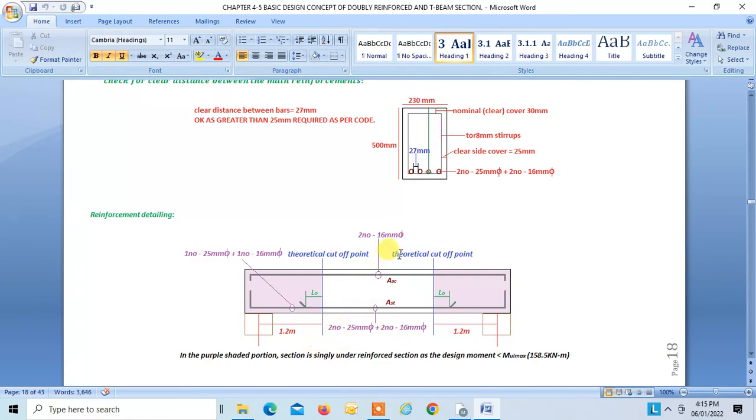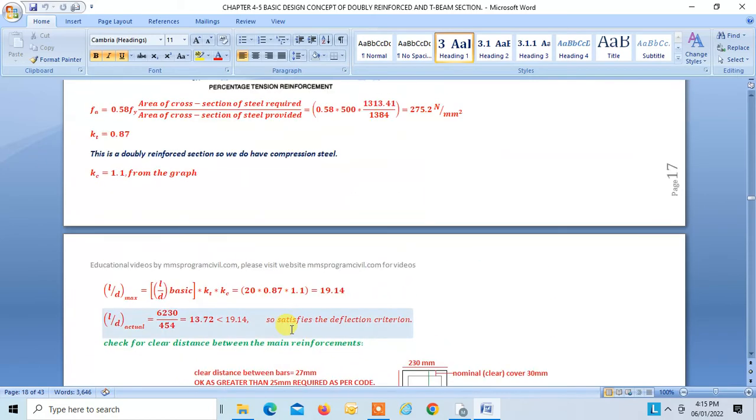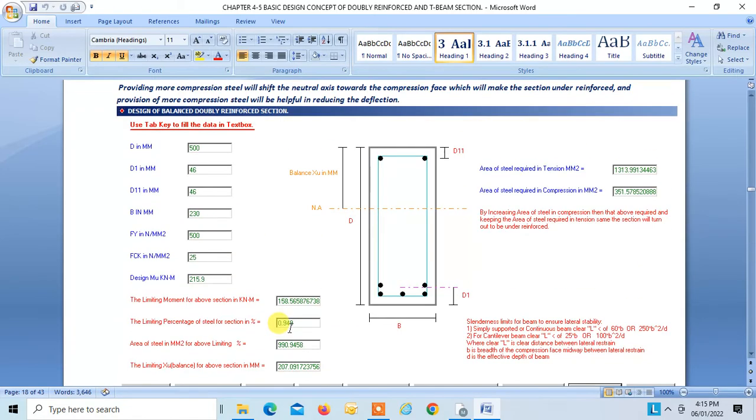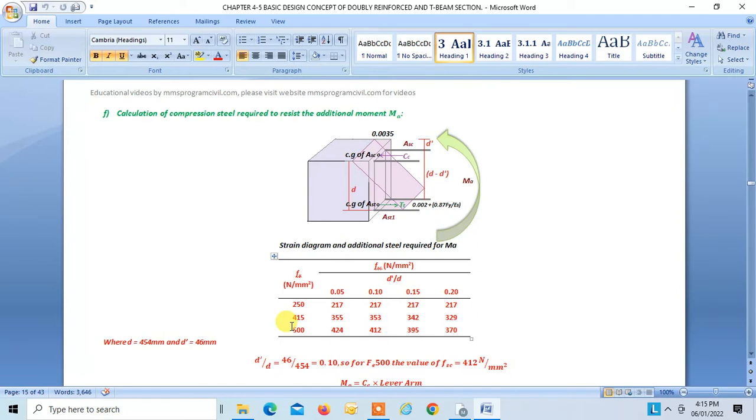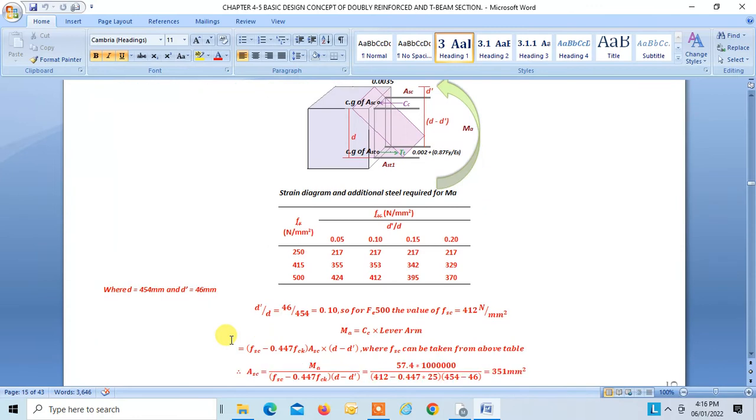Now let us find the compression steel. Again we have to take the same theory. So MA is equal to CC into lever arm. That is what you have to take.